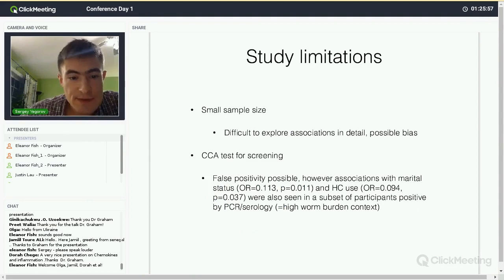So the findings I just told you about should be interpreted in the light of limitations. First of all, our study had a small sample size. We only had 58 women, so that makes it difficult to explore some associations in detail, such as those with chlamydia infection. And there might be some possible bias in terms of the actual significance of the associations. We also rely primarily on the CCA test, which is a rapid test for schistosomiasis, known to yield some false positivity. However, we confirmed this test using PCR, but also serology, and we found very similar results to testing with CCA alone.